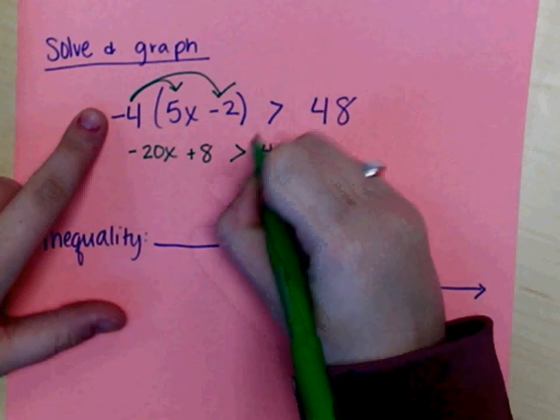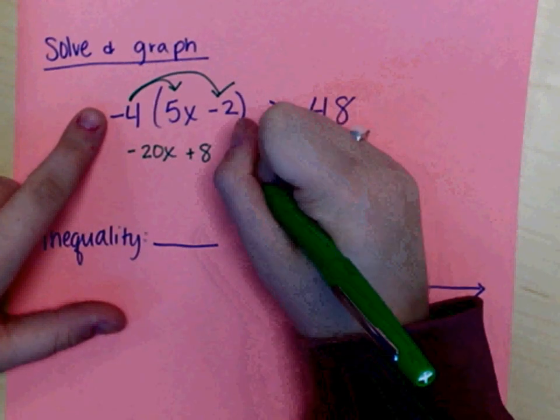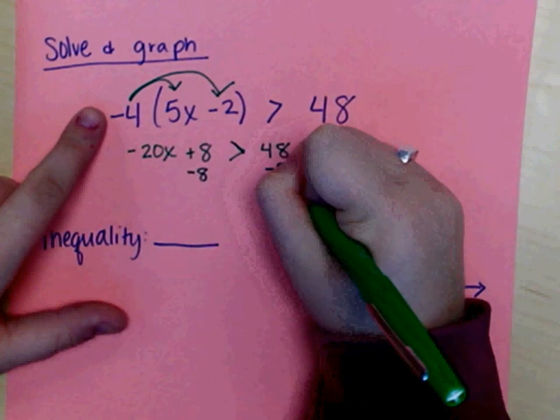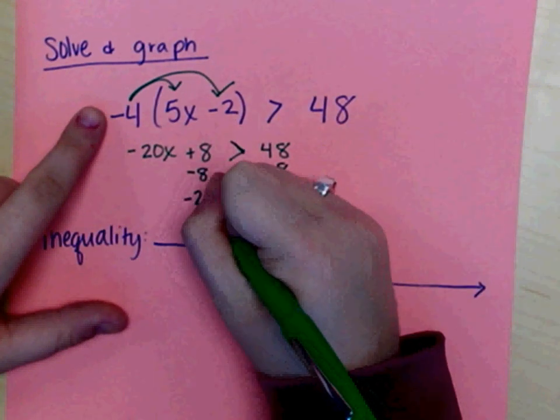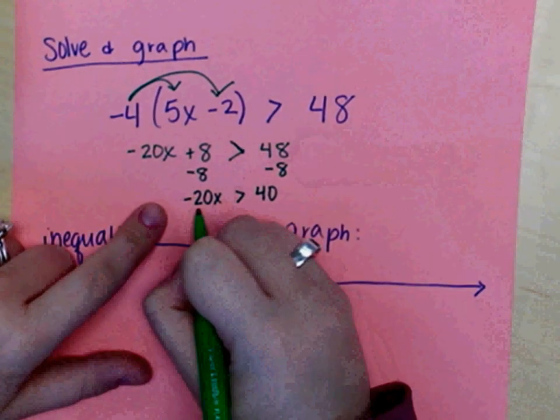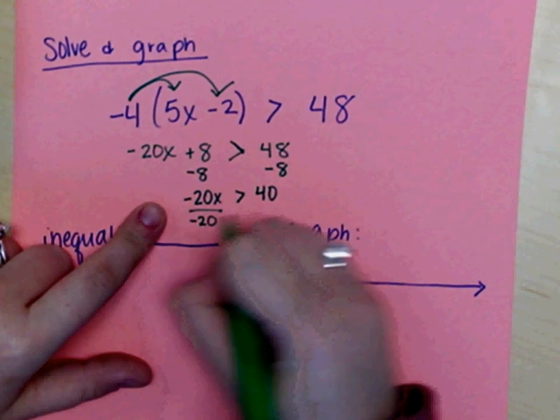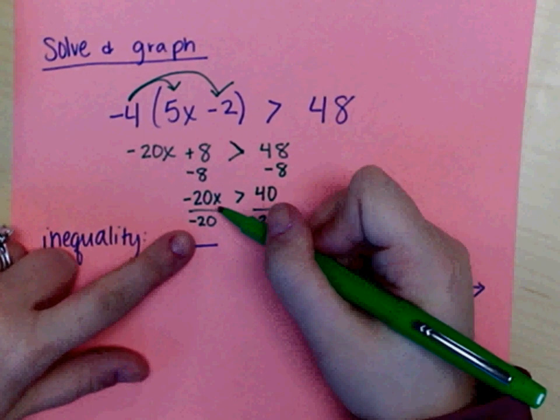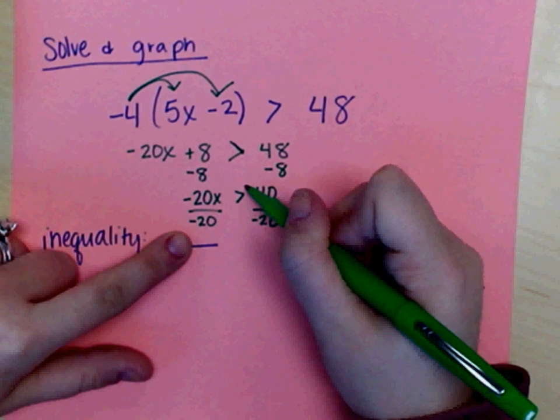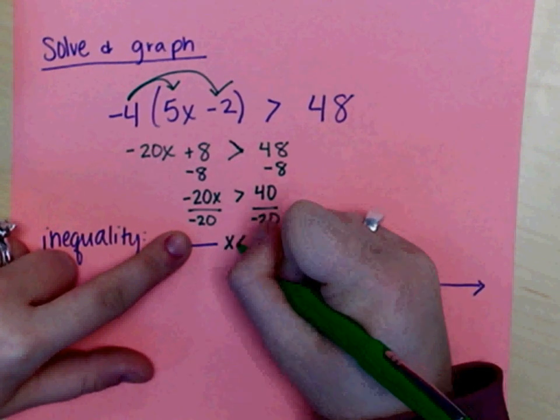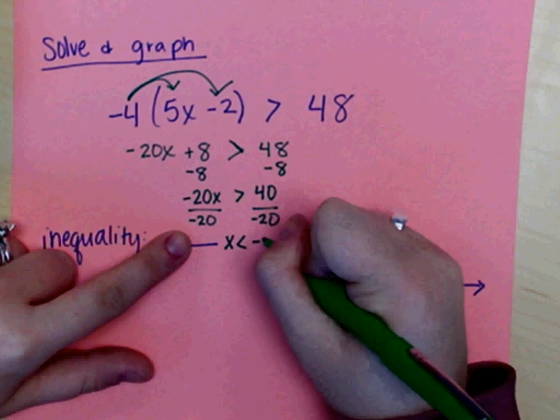Be very careful with your inequality sign. It's not equal anymore. We have an inequality symbol. But my process is still the same. I still need to get rid of my constant, so I have negative 20x is greater than 40. To get rid of that negative 20, I'm dividing by negative 20. Here's our friend flip. I am dividing by a negative number. So this inequality sign needs to be flipped. So x is now less than negative 2.